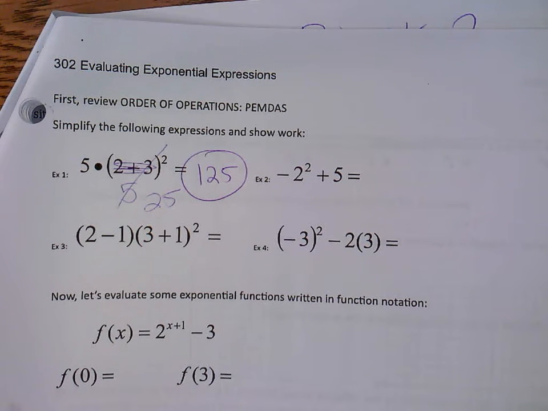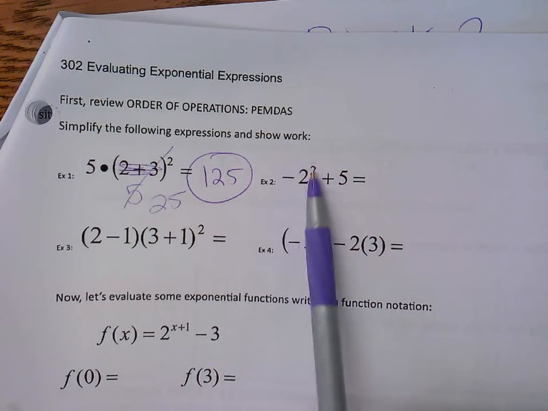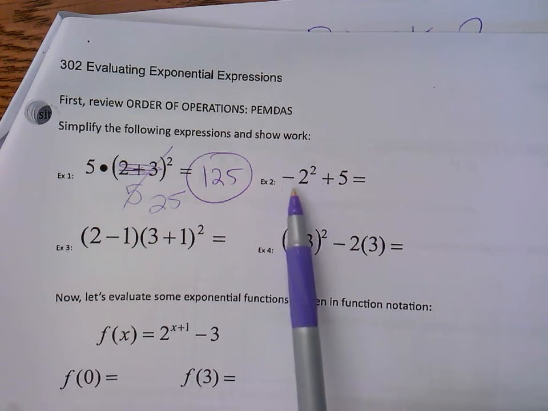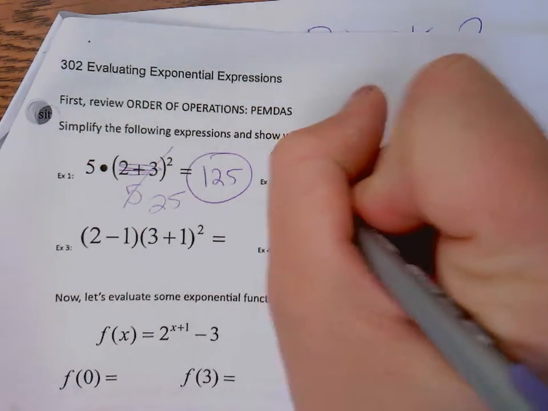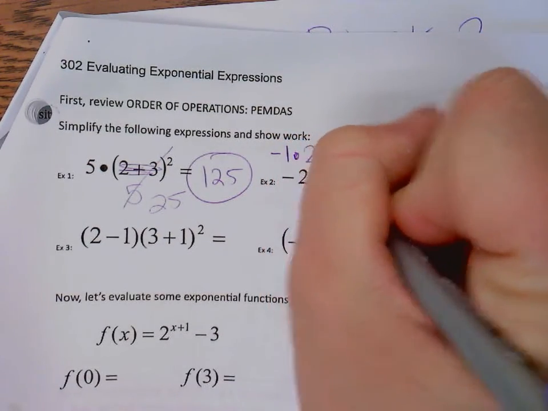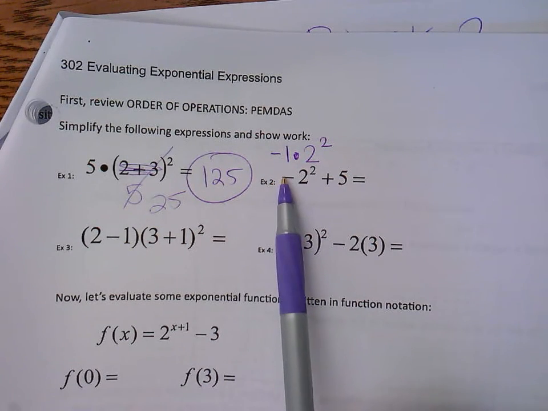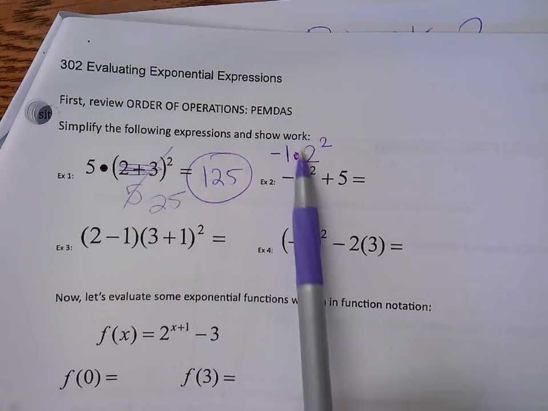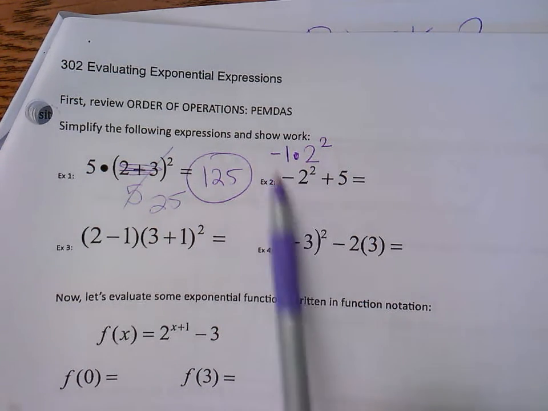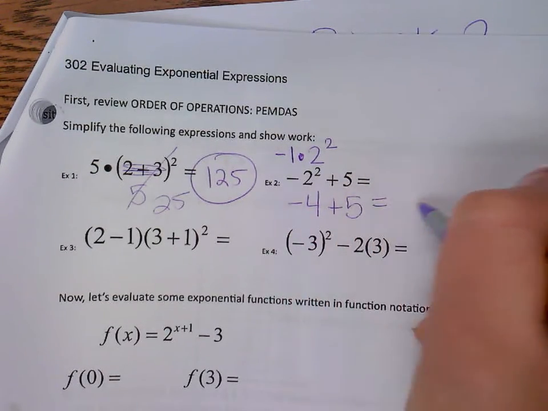So I wanted to point out on example 2, because there is not a parenthesis, this to me is a tricky problem because you want to say that negative 2 squared is 4. This is really the problem, negative 1 times 2 squared. So the negative is really like a coefficient multiplier. So you're really doing 2 squared first and then multiplying by negative 1. So this is actually negative 4 plus 5, which is 1.